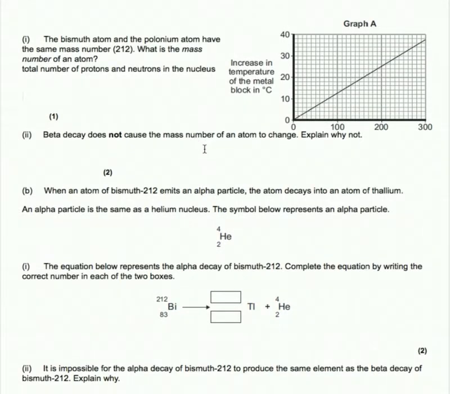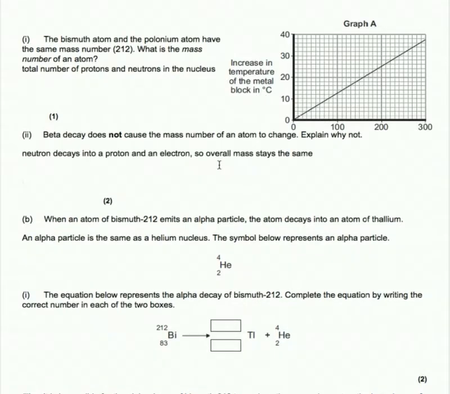Beta decay does not cause the mass number of an atom to change. Well, the reason that happens, of course, is that a neutron decays into a proton and an electron, so overall the mass stays the same, because what you're doing is changing a neutron into a proton, so the total number of protons and neutrons hasn't changed.